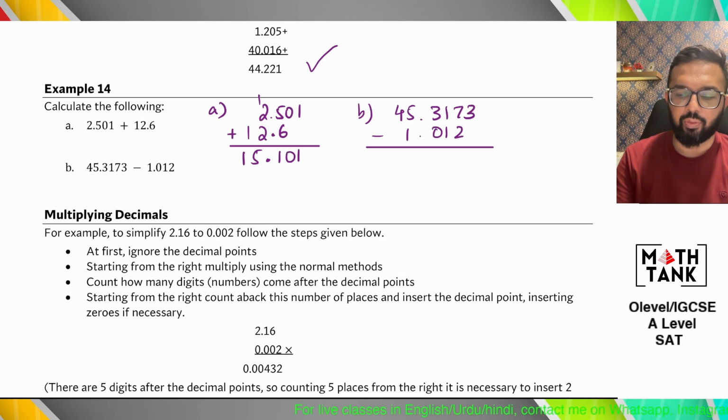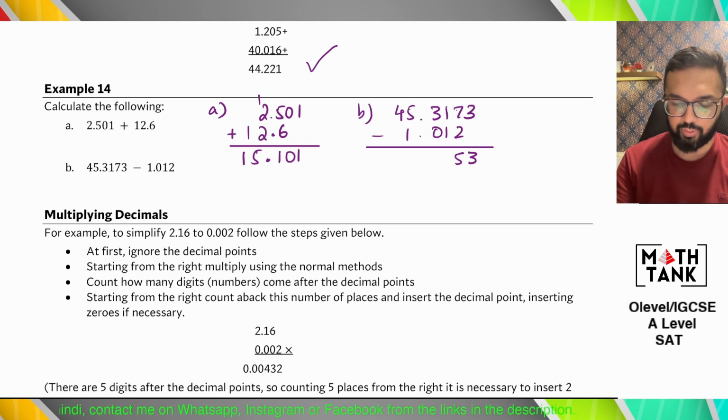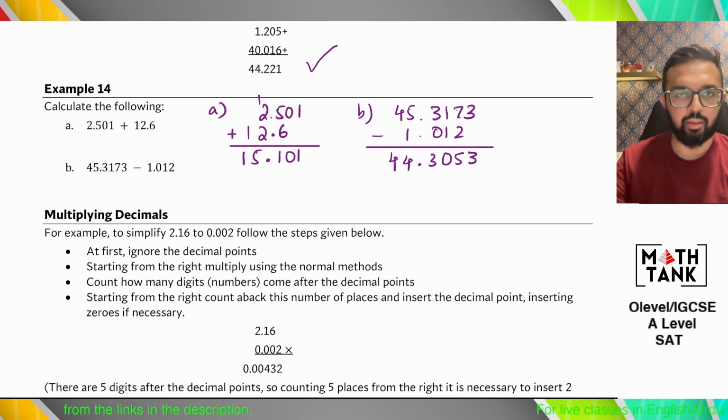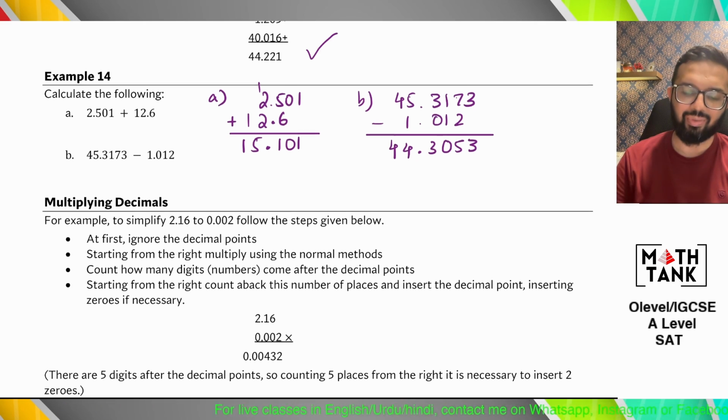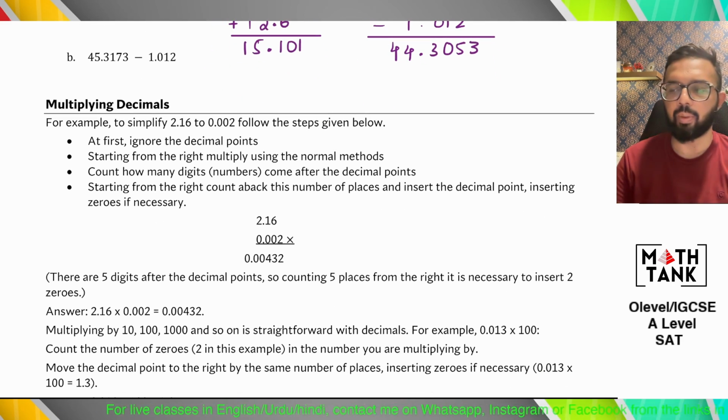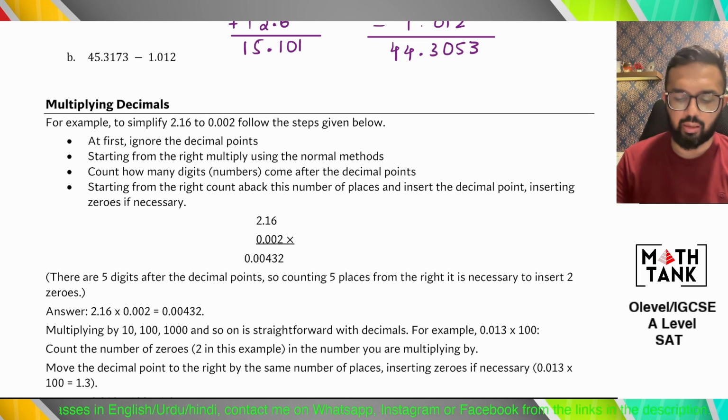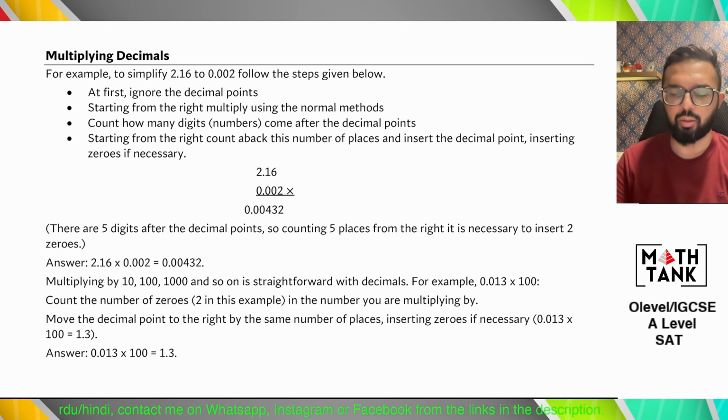So there's no number here, so that's basically 3 minus 0, that gives you 3. 7 minus 2 gives you 5. 3 minus 0 again gives 3, 1 minus 1 gives you 0, sorry, and 3 minus 0 gives you 3. Then the decimal 5 minus 1 gives you 4, and nothing else. So 44.3053. Okay, that is how you add and subtract decimals. Usually on paper 1, when they come up, they are relatively easier than this. But this is just to show you what addition and subtraction of decimals looks like.